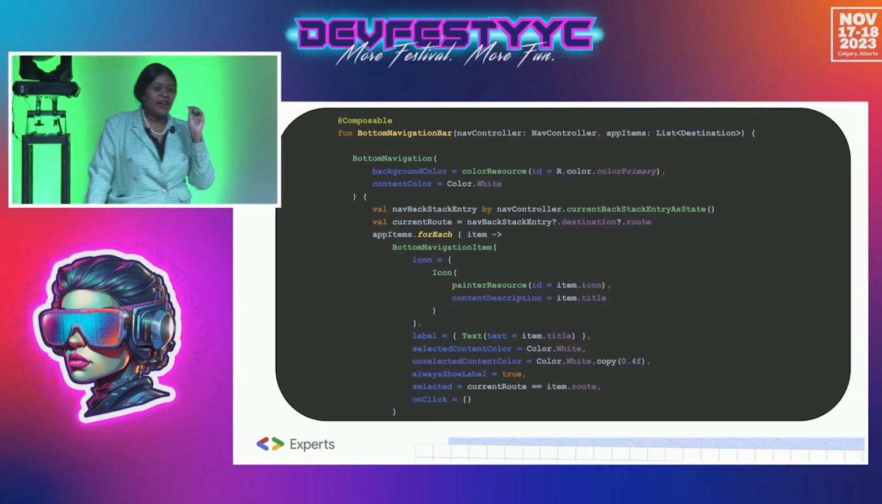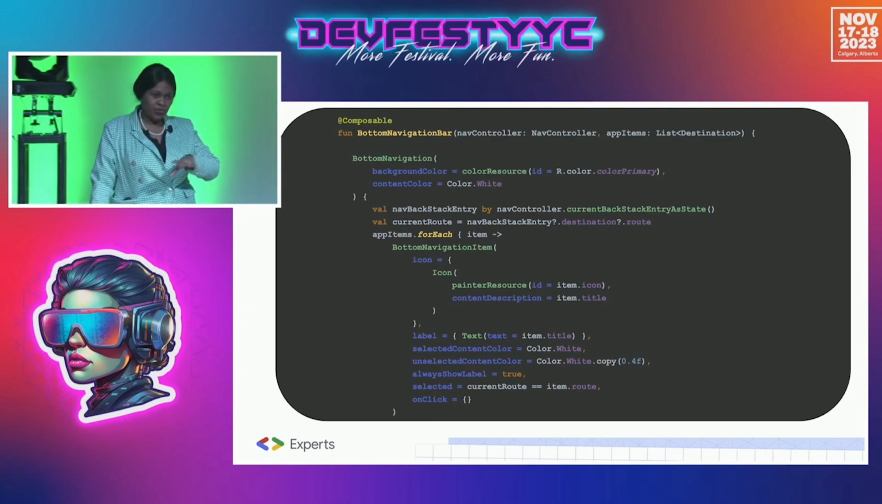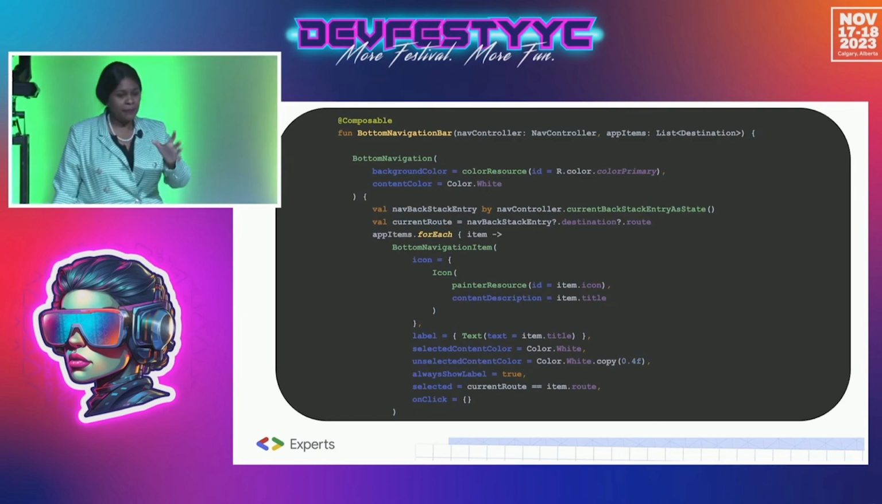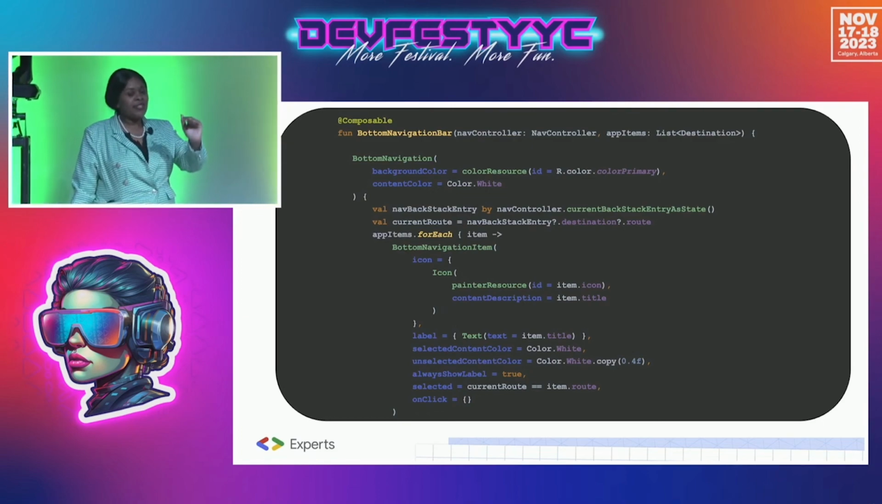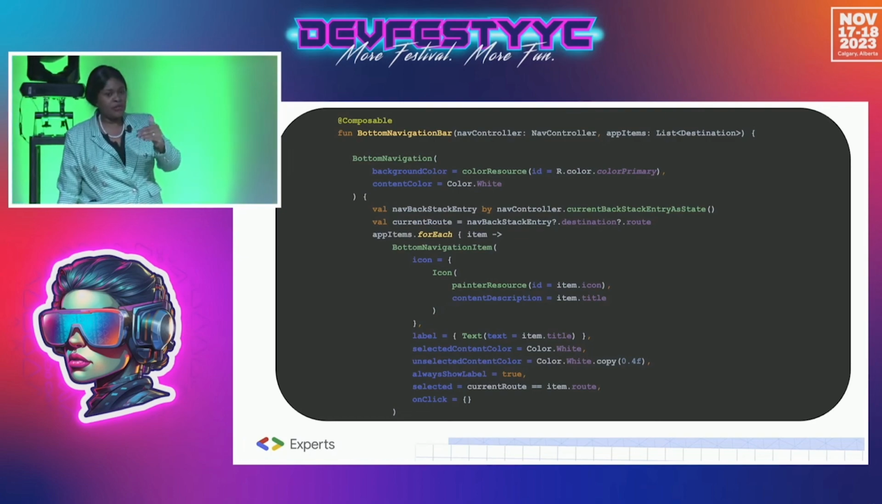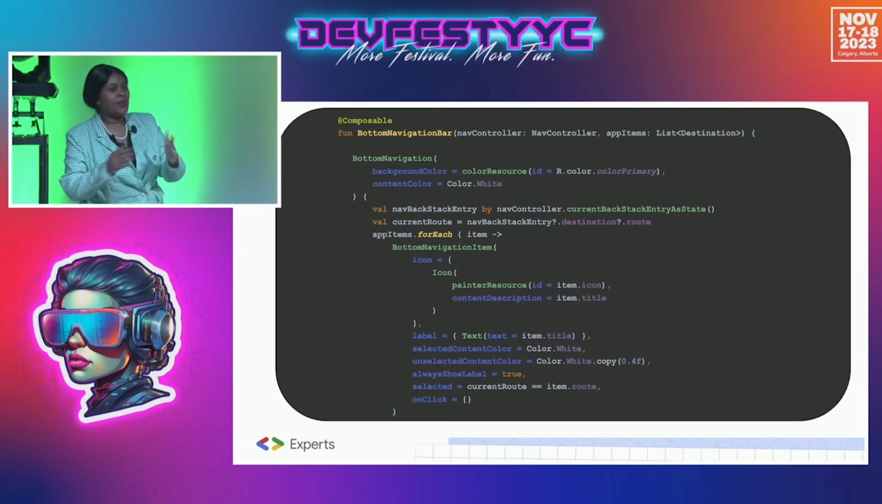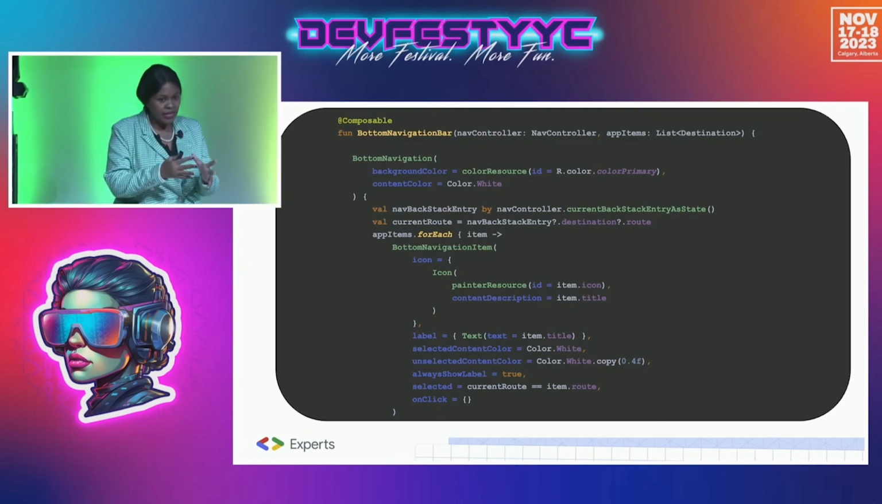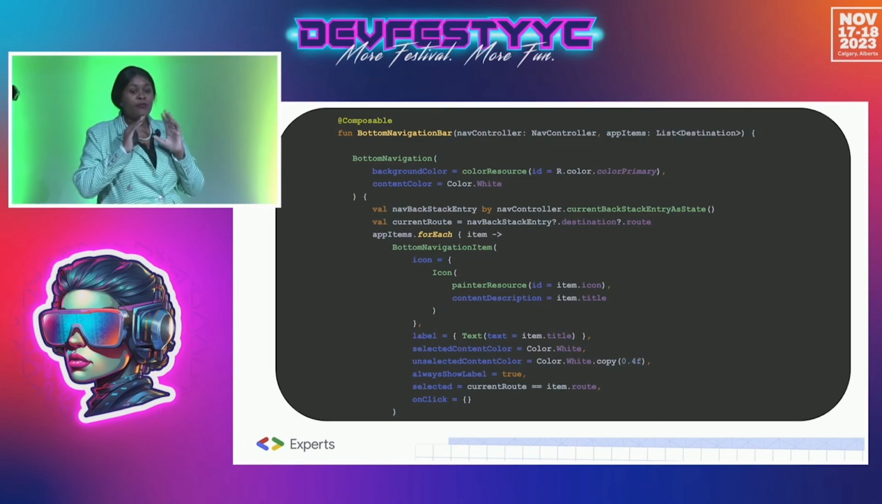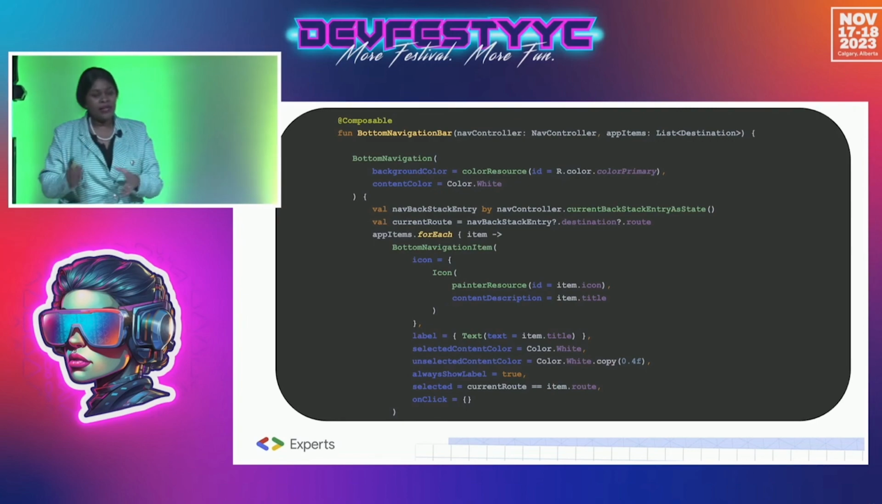Now, when we have that forEach, we have the bottom navigation item. Again, going back there. So for the label, that's just the text. And what I'm doing is getting the item.title. Selected content color is the color used when the item is selected. And for the unselected content color, that's just saying that I want it to be this color.